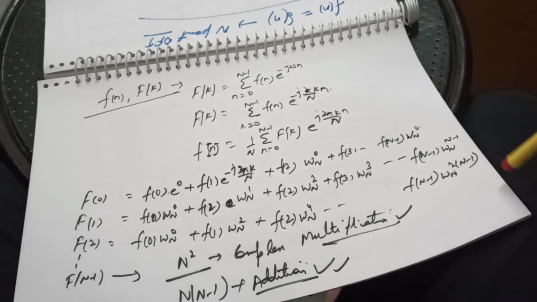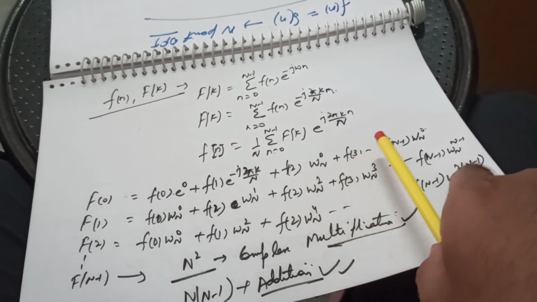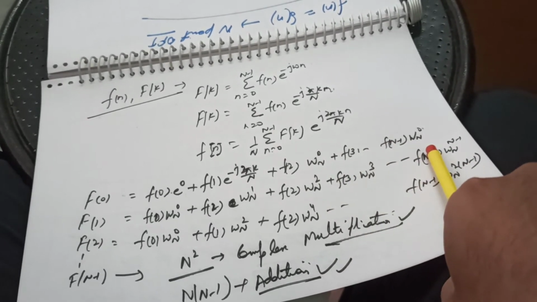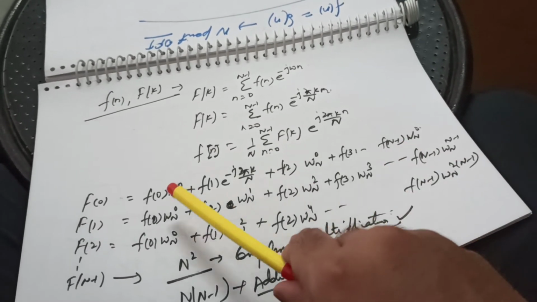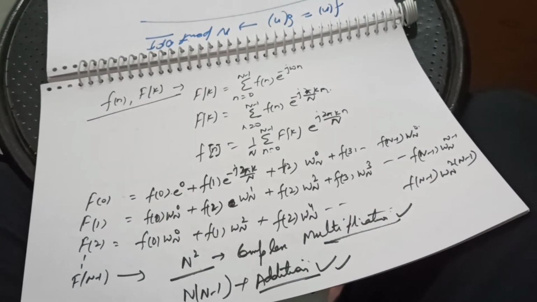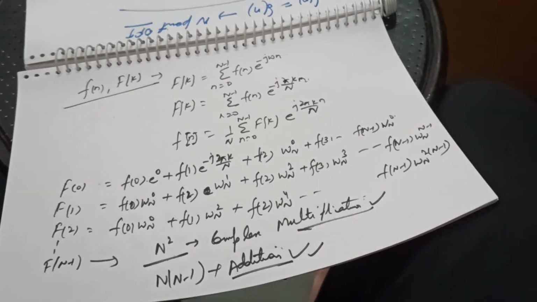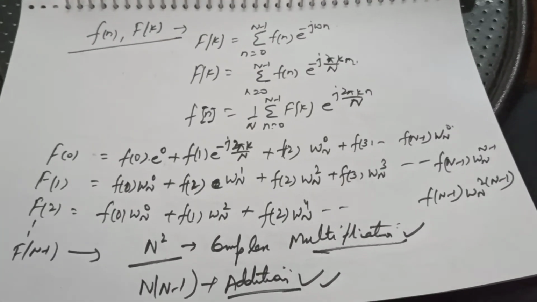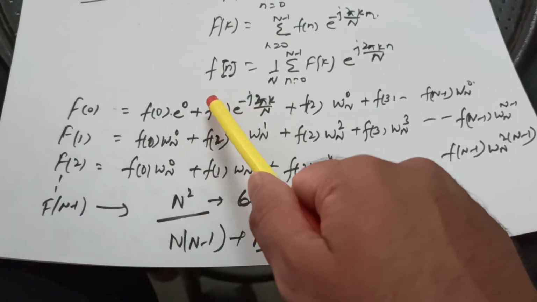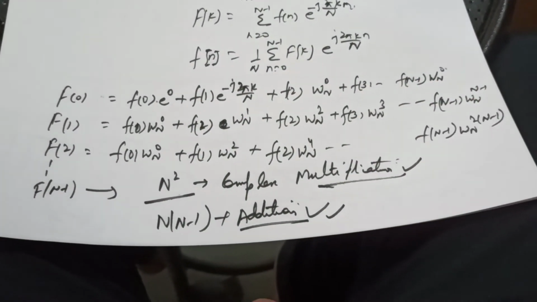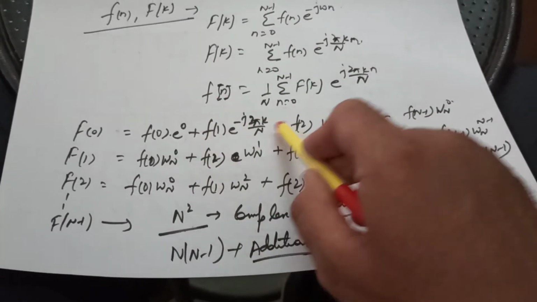Now have a look at this. There are 1, 2, 3, 4 terms, going up to N minus 1 and starting from n equals 0. So the total number of terms is capital N. So we can straight away say that a single point DFT, that is F(0), has N complex multiplications. Are you getting it? The number of complex multiplications is capital N.